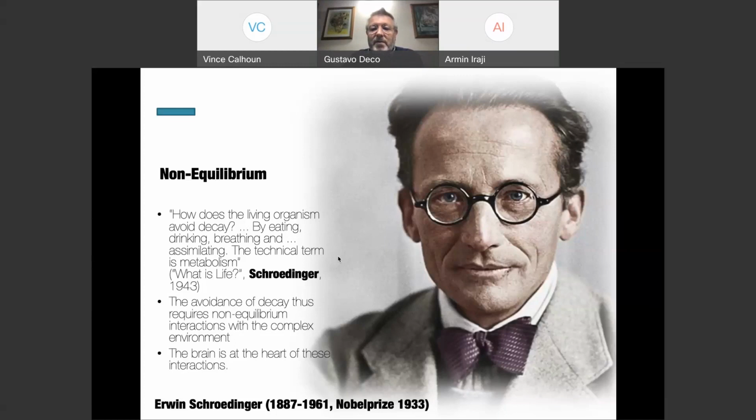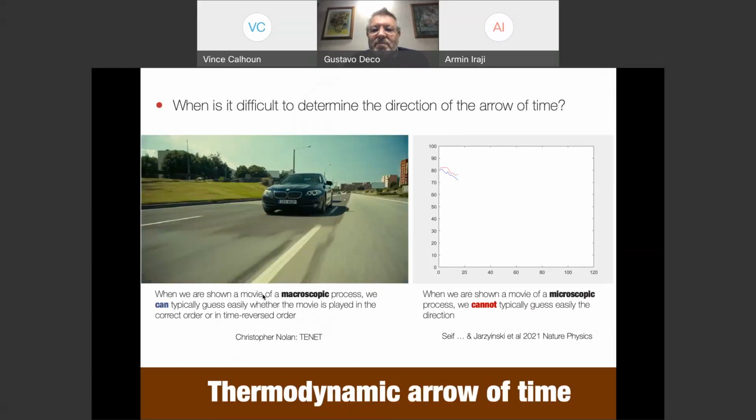a product of the pandemic. I was reading, at the beginning of the pandemic, this beautiful book by Erwin Schrödinger, What is Life? Basically, the take-home message of the book is that non-equilibrium is really one of the main ingredients of life. How can we assess non-equilibrium? And I will show you in this funny way.